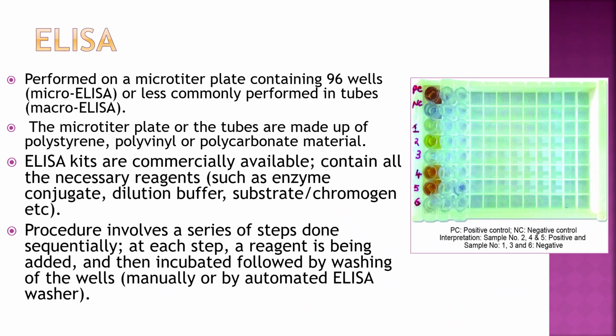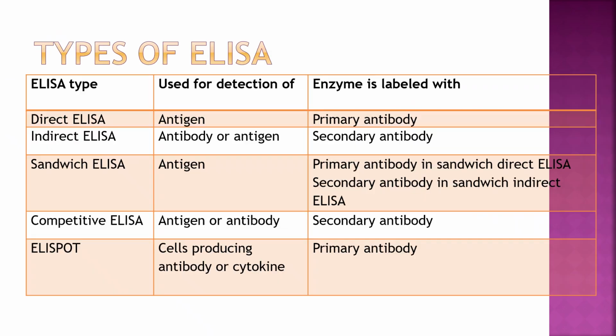ELISA is performed on a microtiter plate containing 96 wells, micro ELISA, and sometimes in tubes, that is macro ELISA. The microtiter plate or tubes are made up of polystyrene, polyvinyl or polycarbonate material. ELISA kits are commercially available, and the procedure involves a series of steps done sequentially, and in each step a reagent is added, incubated, and followed by washing.